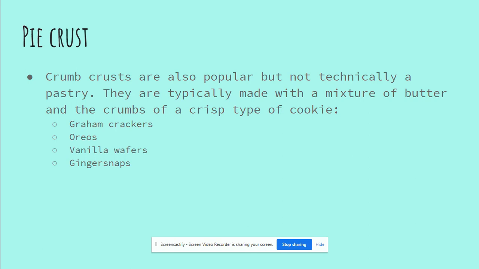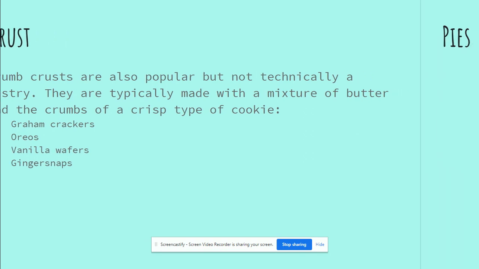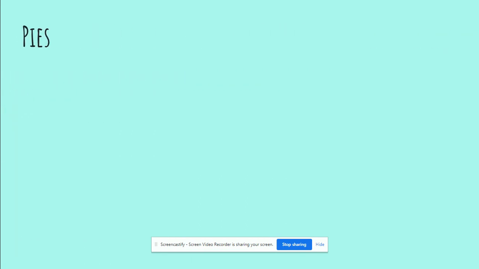Crumb crusts are another type of pie crust. They're not technically a pastry, but they are very popular, so we're going to talk about those. Typically, they're made with a mixture of butter and the crumbs of a crisp type of cookie. So the most popular ones that people like to use when they're making crumb crusts are graham crackers, Oreos, vanilla wafers, and ginger snaps. And those are usually cooked and then the filling is added to them. And they're very common in cheesecakes.